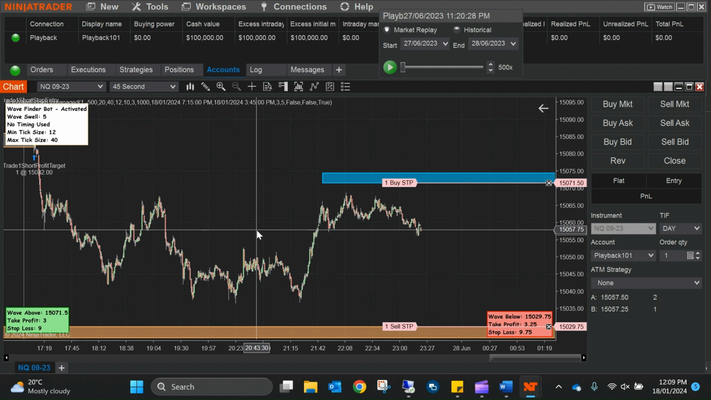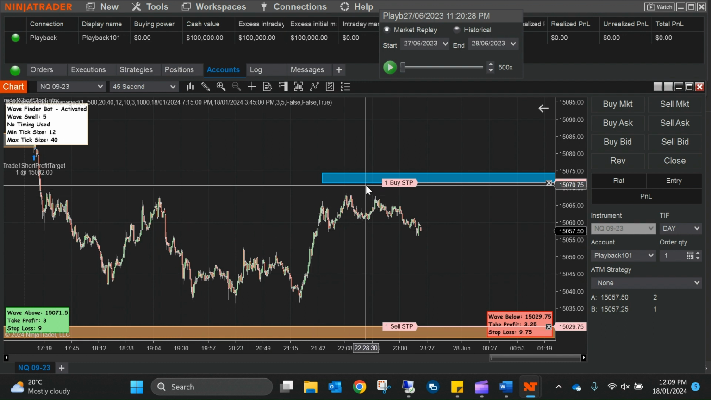With the NQ, it is really important that the waves are of decent size so that you can have a decent stop loss. If you have a super small wave, that means your stop loss is going to be super small, and then you'll often get stopped out.